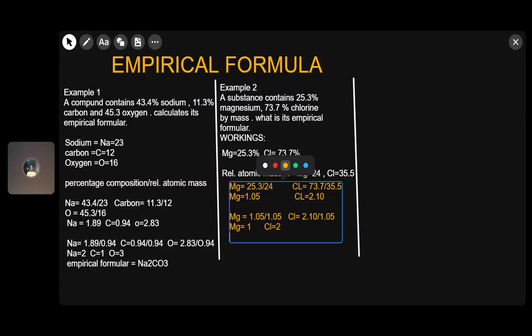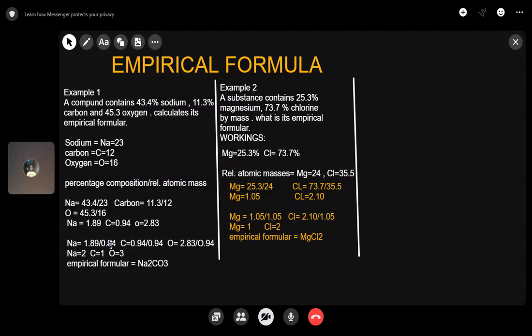So our empirical formula: magnesium is 1, so we have one as the subscript for magnesium, Mg, and for chlorine we have 2, so our subscript for chlorine is 2. So this forms magnesium chloride, MgCl2.